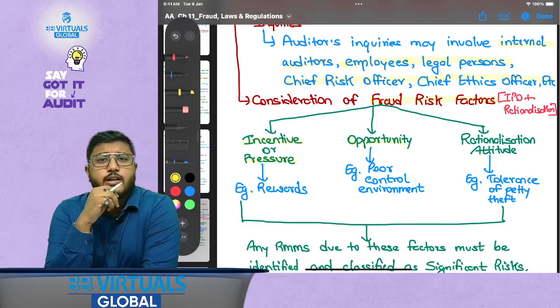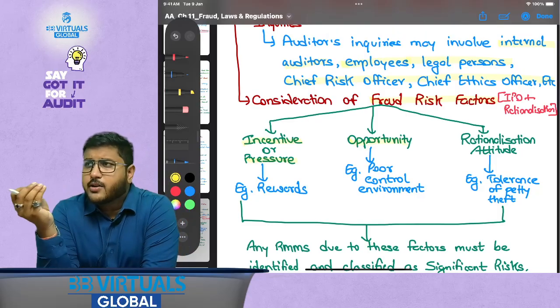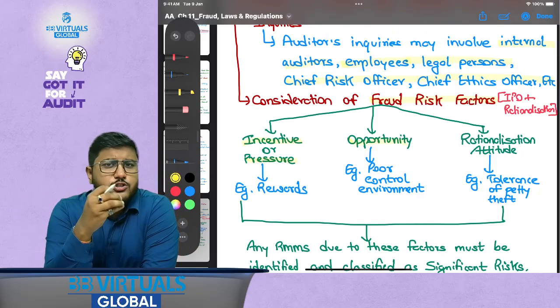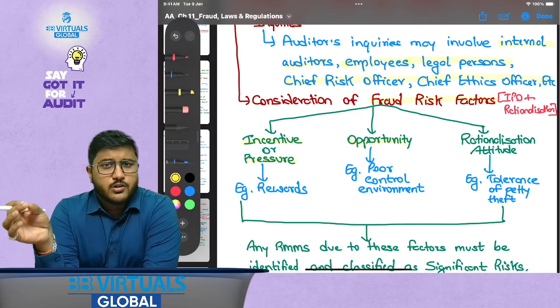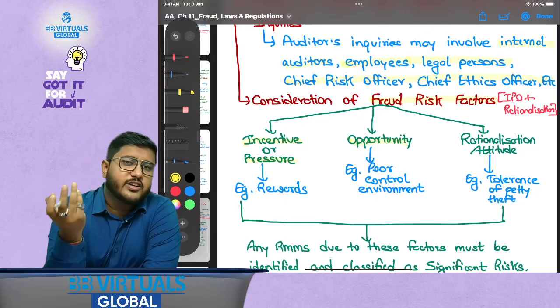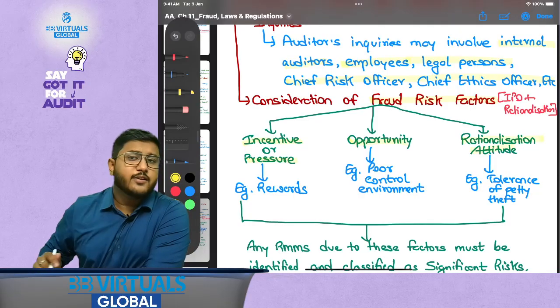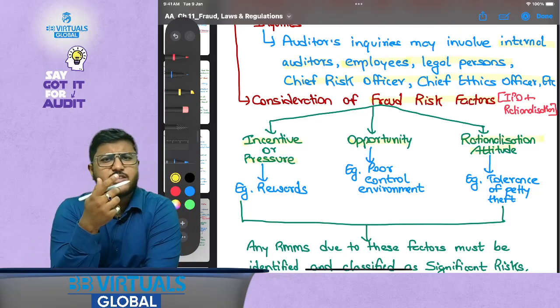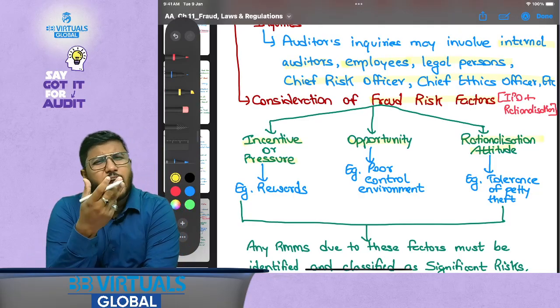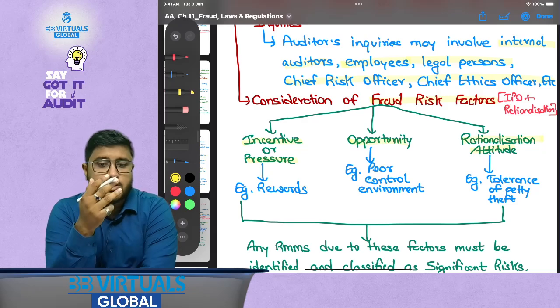Opportunity. When I say opportunity, that is, there are weaker internal controls. For example, in that case of the watchman, if the watchman is able to go inside the warehouse and take out one chocolate without being caught, then definitely there are more chances of fraud. So opportunity is there. And rationalization attitude, as in if there's a casual attitude of the management towards fraud, that is, there has been some theft and management has not taken any action, that is called rationalization attitude.